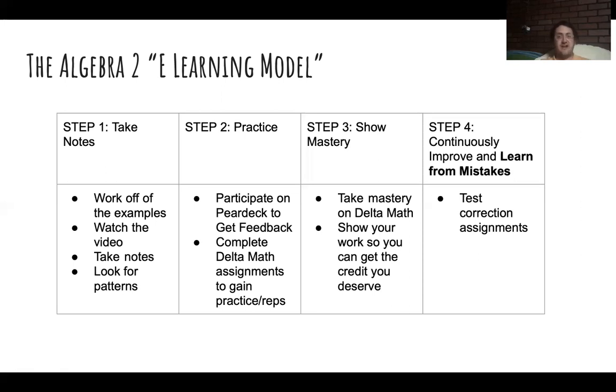Step three, show mastery. This is where you take the mastery on Delta Math. And then step four is continuously improve and learn from mistakes. And today we're going to talk about how we can use test correction assignments to help us do this. It's also going to help you accelerate, to help you catch up if you fell behind, and get better as well, and put you in a position where you are mastering the material.